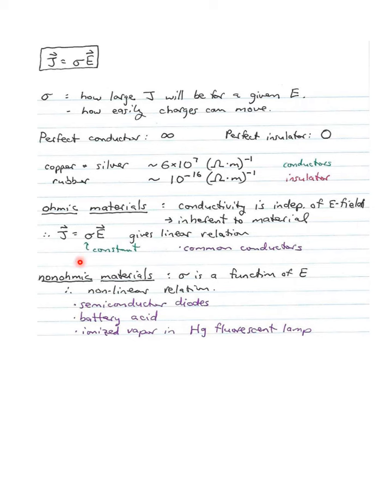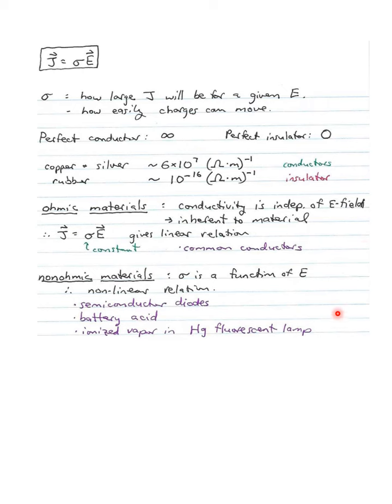So J equals sigma times the electric field. For an ohmic material, sigma is constant, and this gives a nice linear relationship here if sigma is constant. And this is what we see in most conductors.